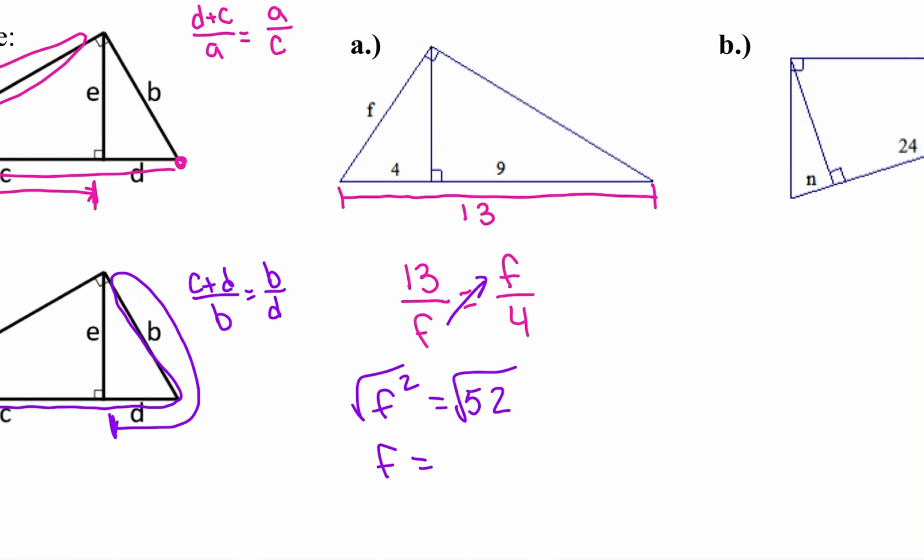And we end up getting F equals, I'm gonna simplify this by rationalizing. So I know that this is the same thing as 4 multiplied by 13. And the square root of 4 is 2. So I'm going to pull a 2 out and leave the 13 inside, and we'll call it 2 square root of 13.